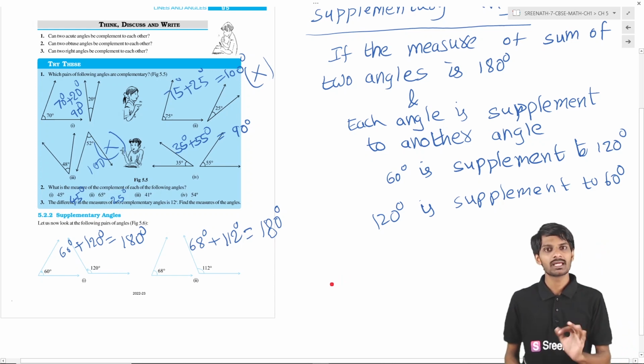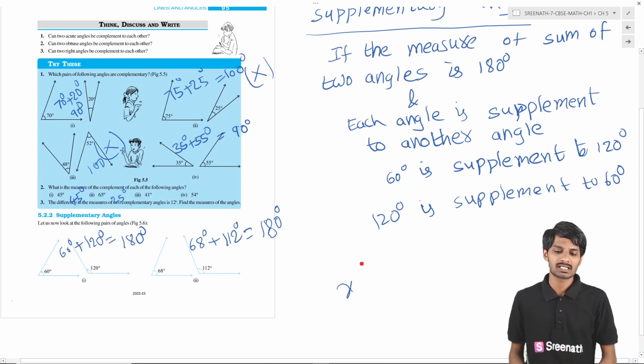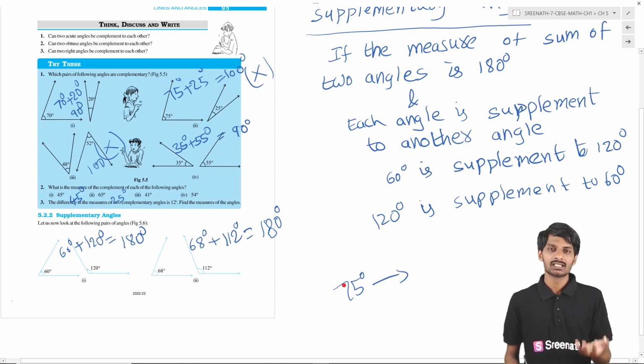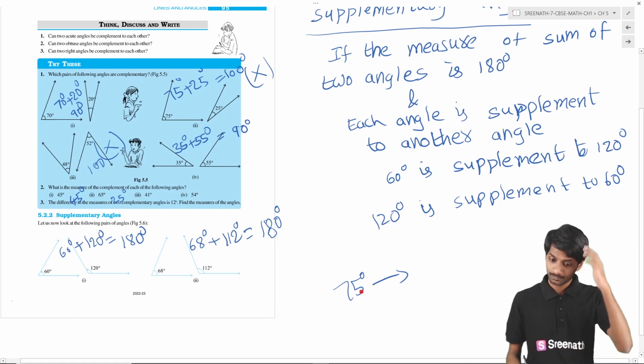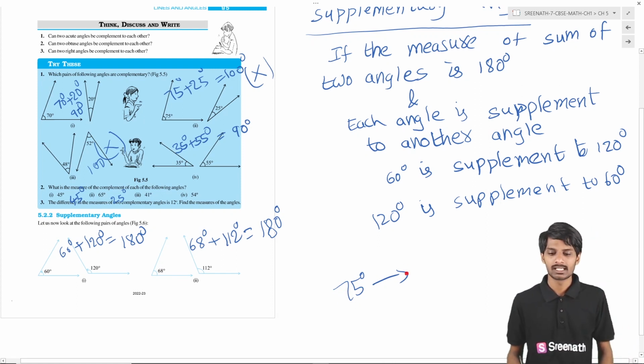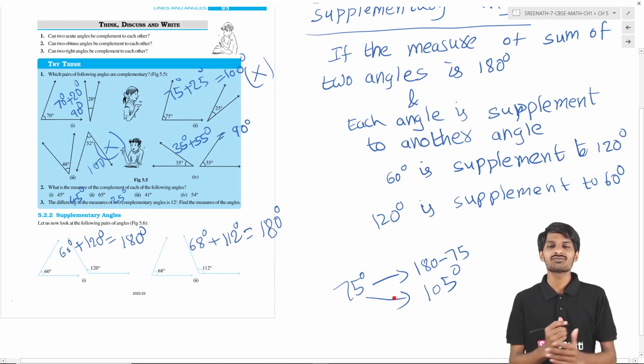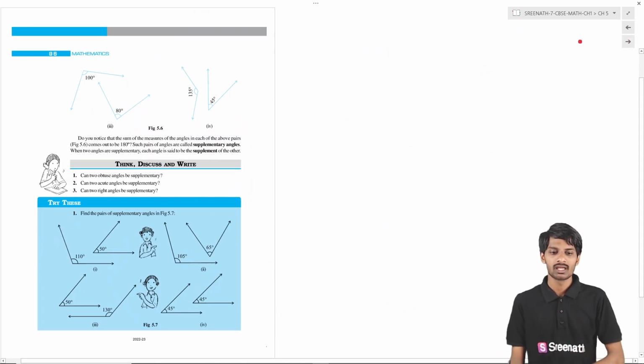If anybody gives you some angle, suppose 75 degrees, and asks what is the supplement angle for it, then what you have to do is subtract this angle from 180 degrees. So that is 180 minus 75. The answer will be what, students? 180 minus 75 is 105 degrees. So finally, the supplement angle for 75 degrees is a 105 degrees angle. In this way, you have to answer those questions, students. Okay.